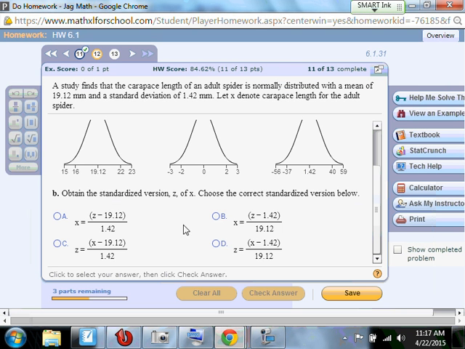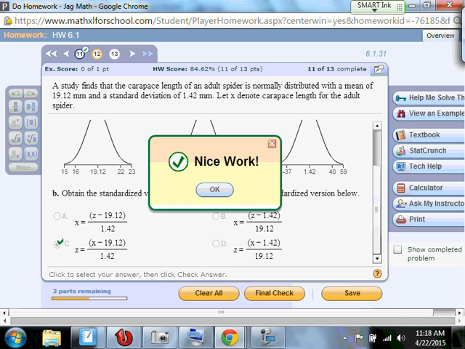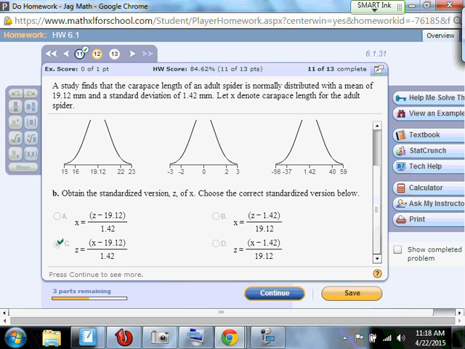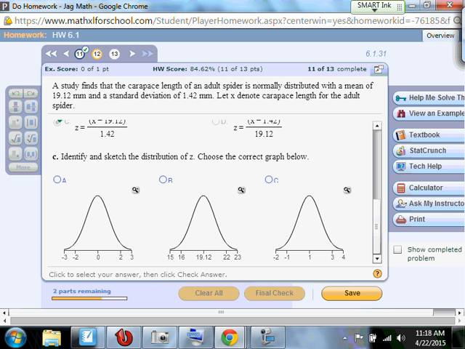Okay, so here we go. To find this z-score, it's the observed value x minus the average. So I'm thinking this is going to be C, right? The next part says, now what's the shape look like once we standardize it? Once we standardize it, remember what our mean is. Our mean is now 0.